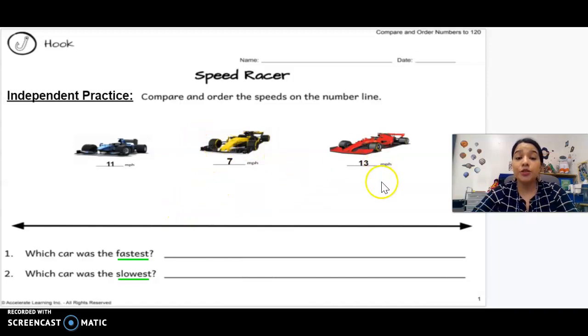After you're done placing your race cars, you're going to go ahead and answer these 2 questions. Which car was the fastest? You're going to type which car was the fastest. Was it the blue one, the yellow one, the red one? And then which car was the slowest? So again, which one was the slowest? The blue one, the yellow one, or the red one? Once you're done with both assignments, the math vocabulary and your Speed Racer open number line, then you can go ahead and turn it into Google Classroom for your teacher to see.